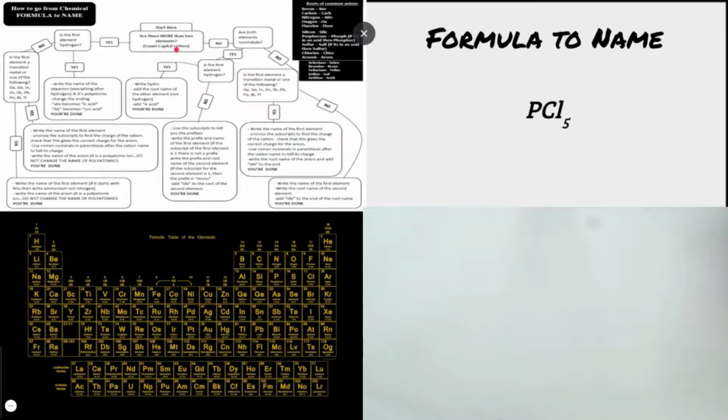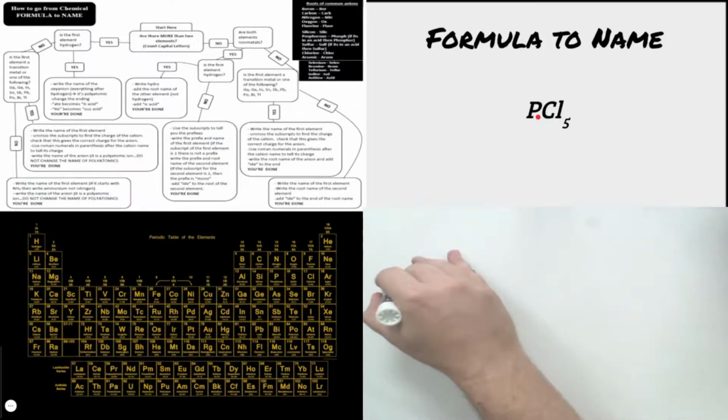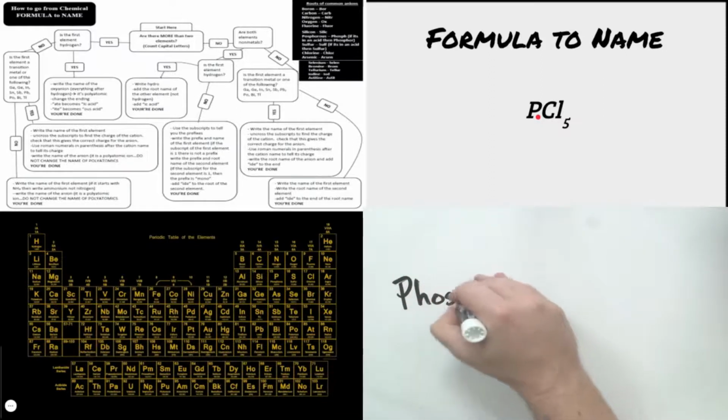PCl5. Are there more than two elements? No. Are both elements nonmetals? Yes. Phosphorus and chlorine are both nonmetals. Is the first element hydrogen? No. So I'm going to use these subscripts to tell the prefixes, and I'm going to write the prefix and name of the first element. So there's no subscript, so that means I have no prefix. I simply write phosphorus.